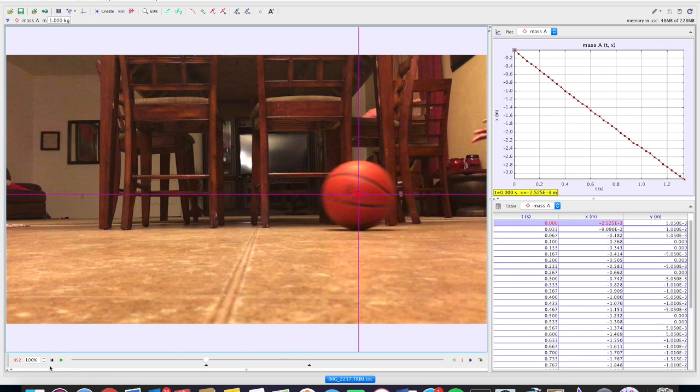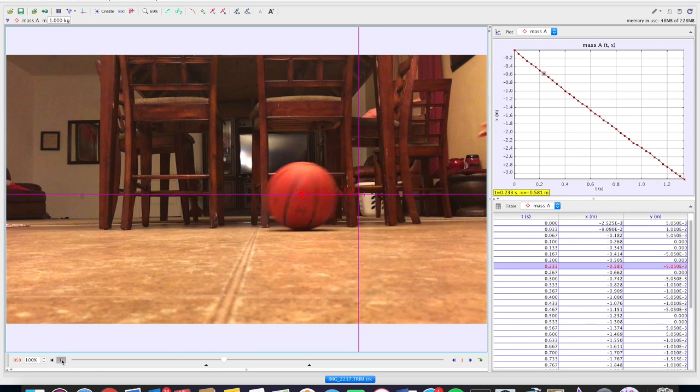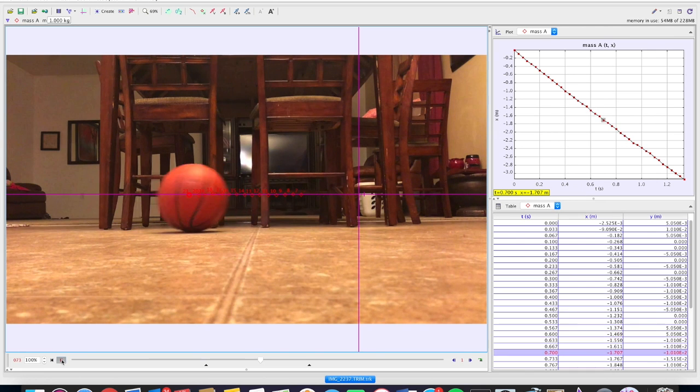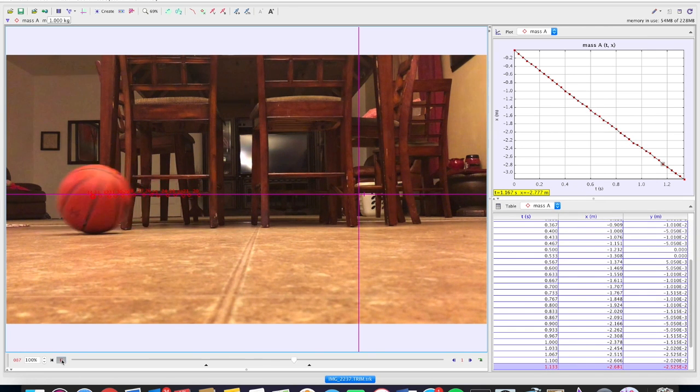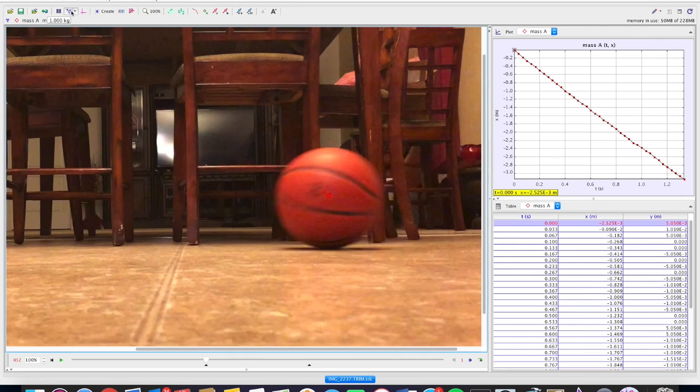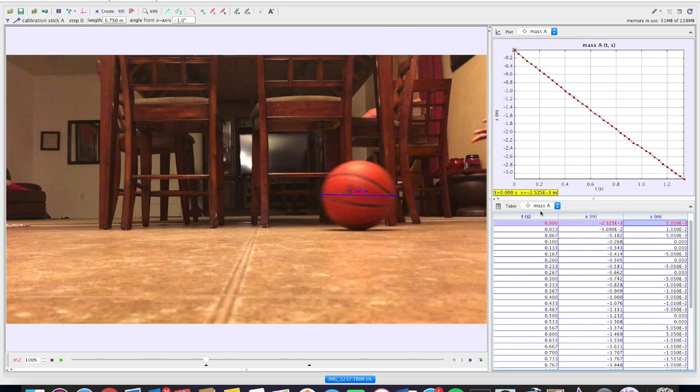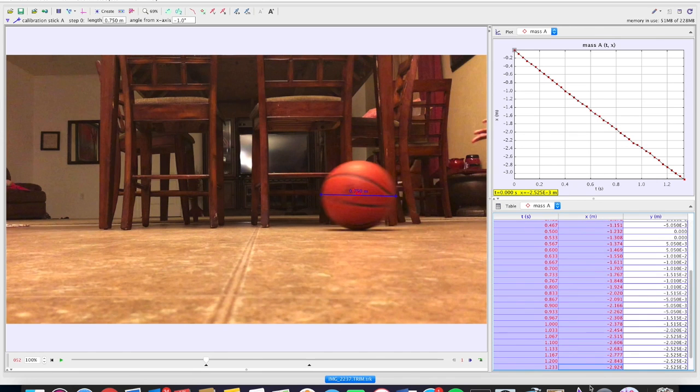The origin is set at the center of the mass of the basketball. The ball will be moving left in the negative x direction. As the ball moves, the point masses are set to the center of the basketball. The length of the ball is calibrated for 0.75 meters. With these settings, we are able to collect our data regarding our position and velocity.